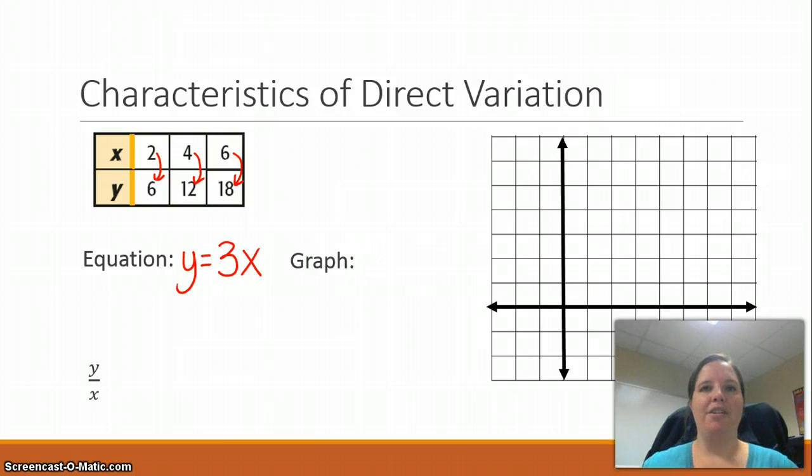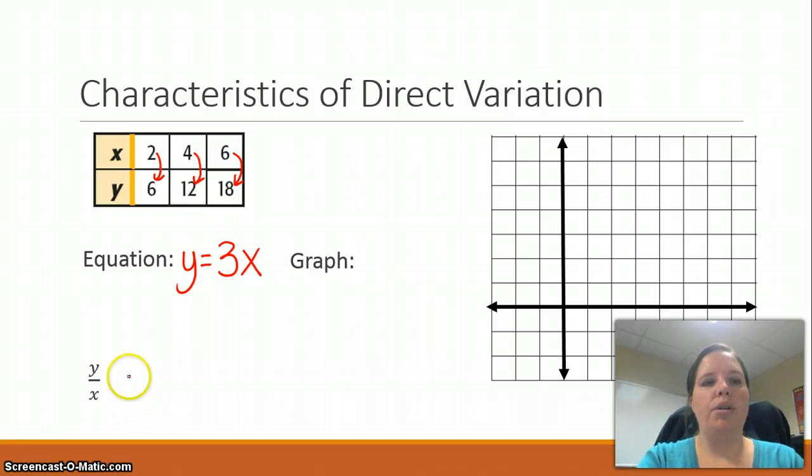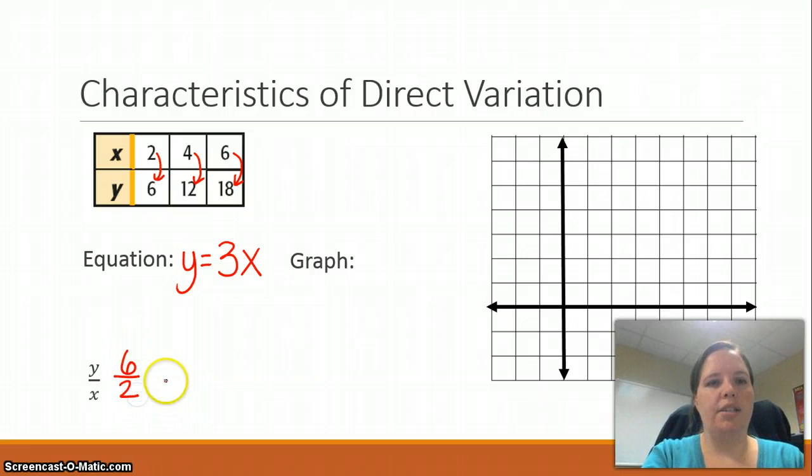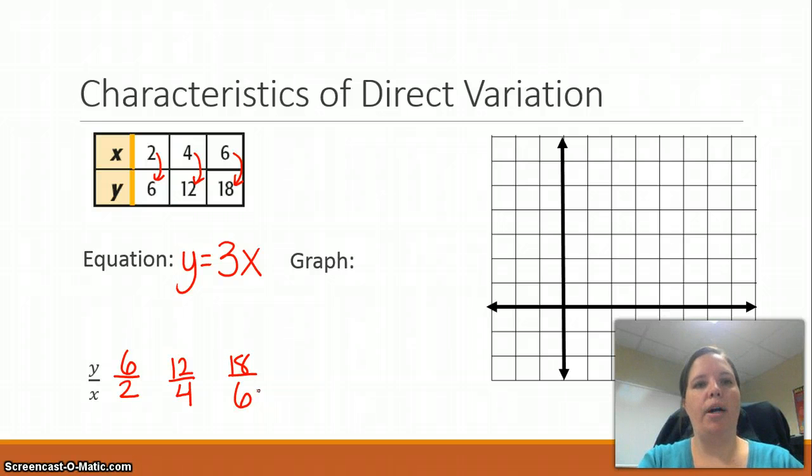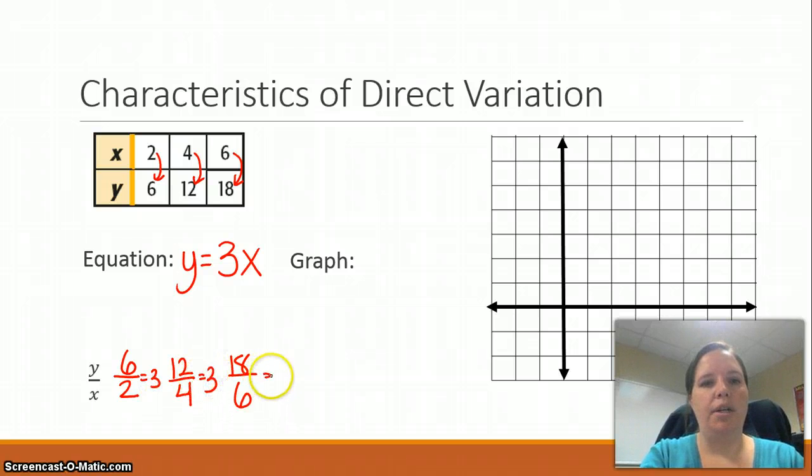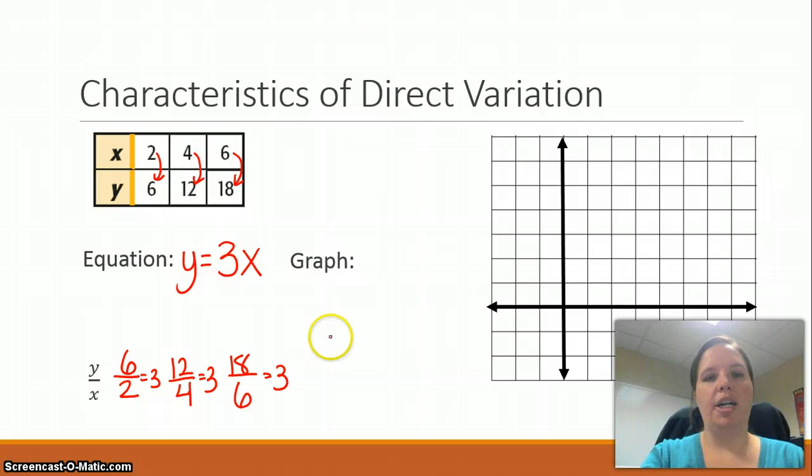So if there's a direct number that I multiply x by to get y, that represents a direct variation, as long as it's consistent in every pairing. What you'll notice is, if we take the y value over the x value, 12 over 4, 6 over 2, 18 over 6, every time I divide the y value in the coordinate by the x value, I end up with the same value, which is the constant of variation. So y over x is the constant of variation.